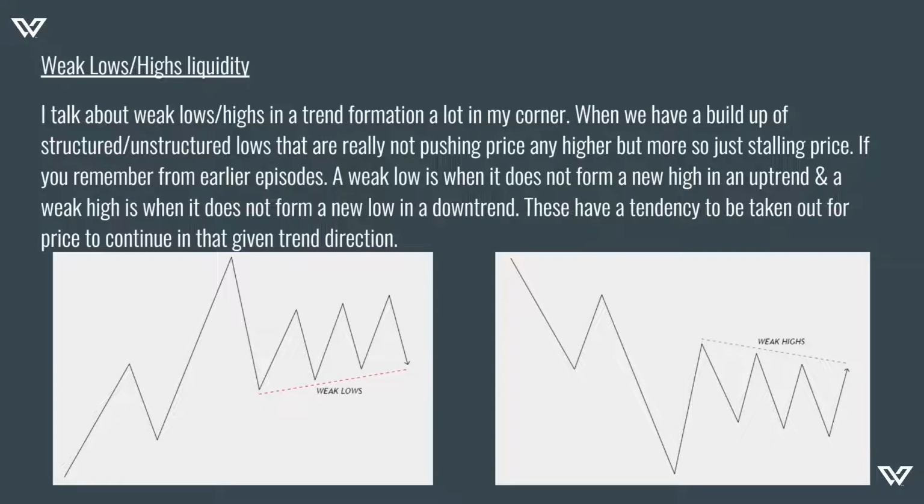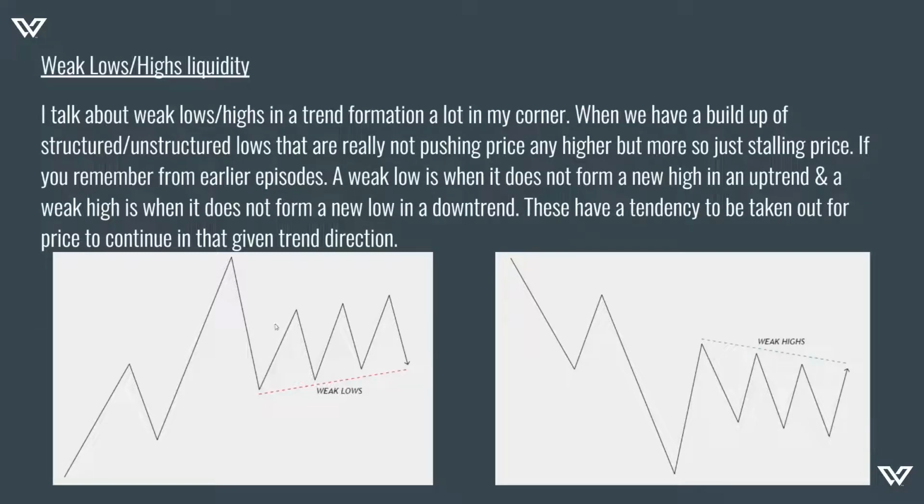So weak highs and weak lows. I've talked about weak lows and highs in a trend formation a lot before. Follow my corner again. We have a build up of structured slash unstructured lows that are not really pushing price any higher, but more so just stalling price. If you remember from the earlier episode, a weak low does not form a new high in an uptrend, and a weak high does not form a new low in a downtrend. So these have a tendency to be taken out for price to continue in that given trend.